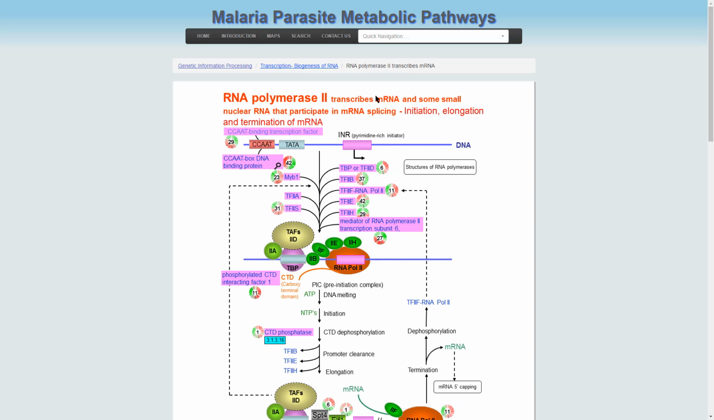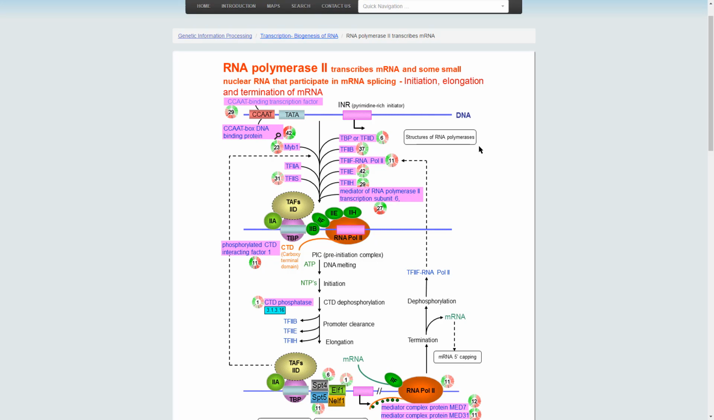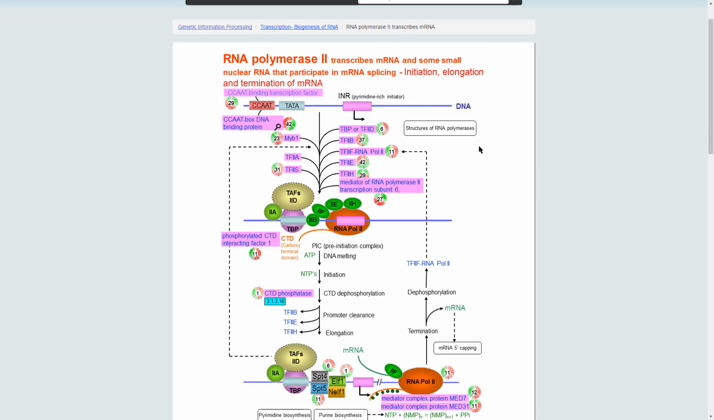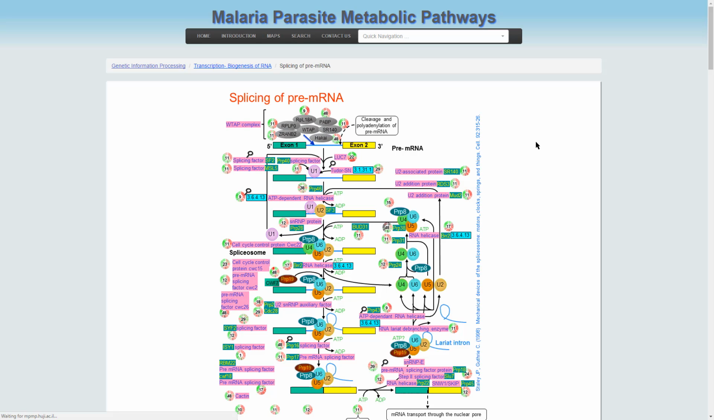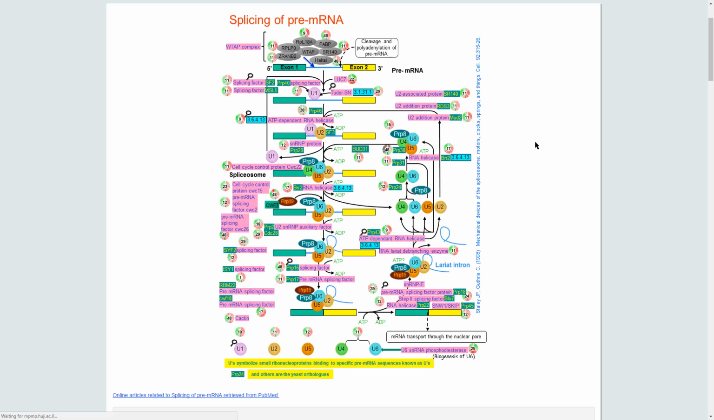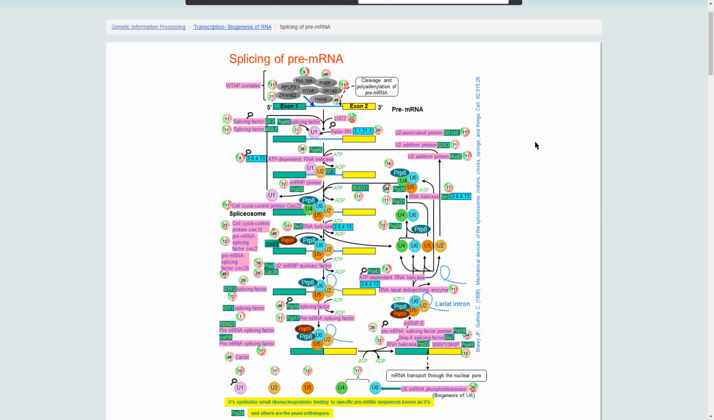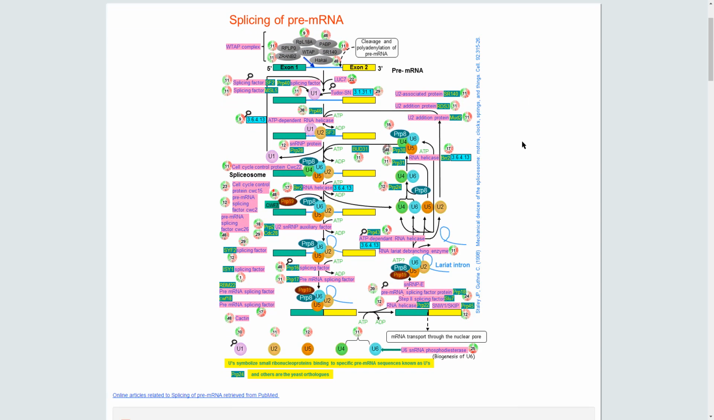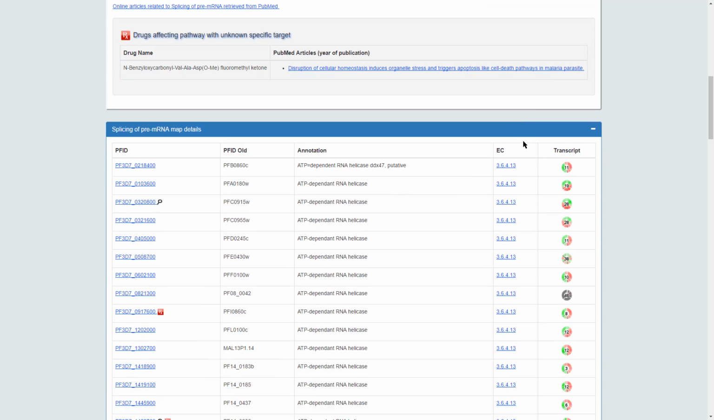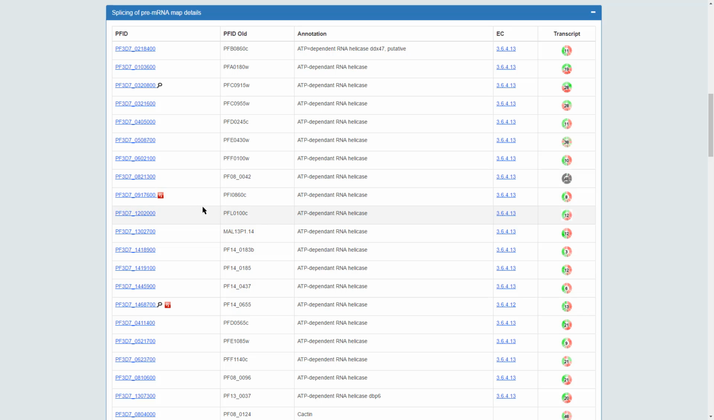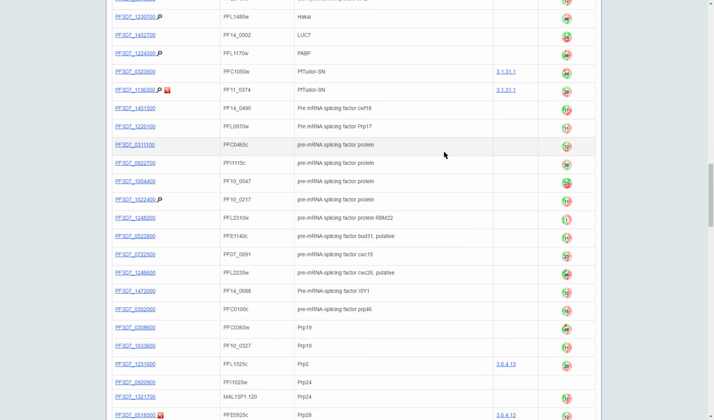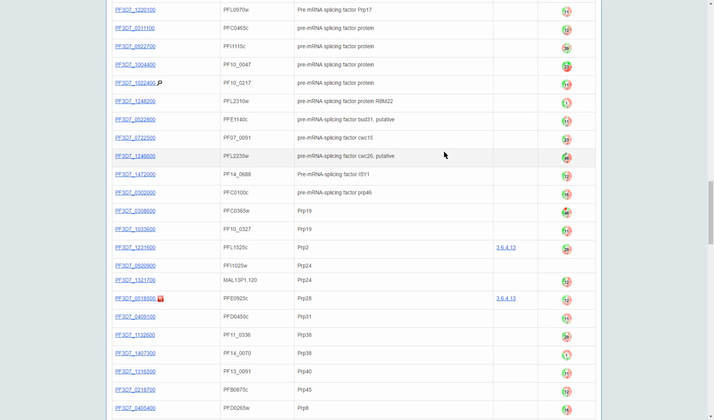RNA polymerase 2 that transcribes messenger RNA with all the factors and so on, and of course splicing of pre-messenger RNA, which is a rather complex feature here. And lo and behold, there are even some inhibitors that can be found for some component of this pathway.